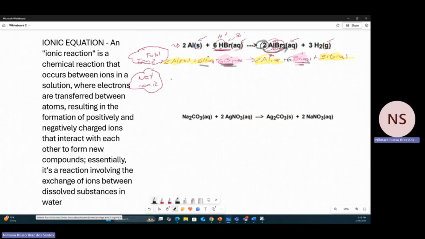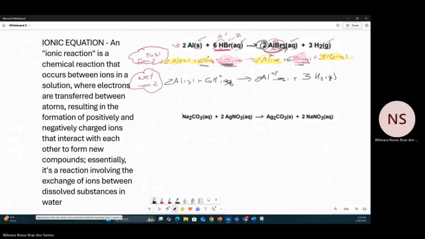So let's go over here. We're going to have 2 aluminums, then 6 hydrogen over here, plus, equals. We will not repeat bromine because it's a spectator. Then we have 2 aluminums over here, plus 3, equals, plus 3 hydrogen gas.